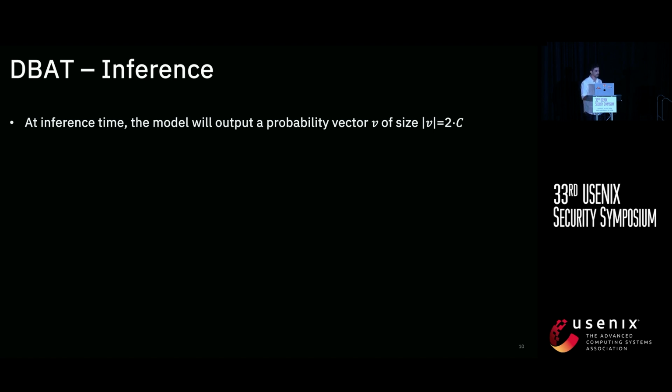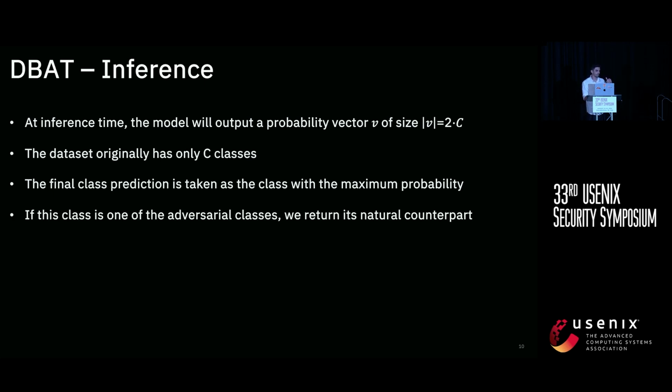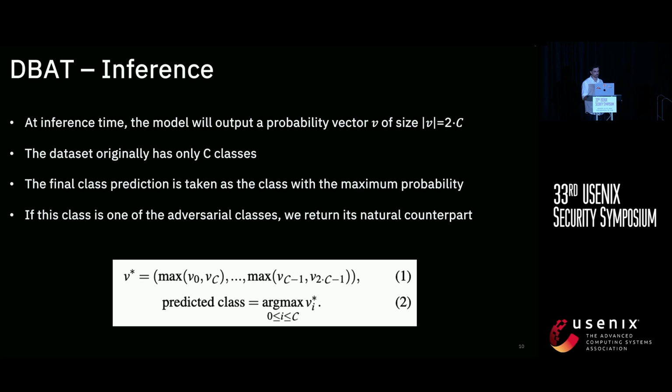Okay, so at inference time, the model will output the probability vector V, which is twice the size of the original probability vector. Remember that the original probability vector was of size C. So the final prediction will be taken as the class with the maximum probability. But what happens if the maximum probability class is an adversarial class? We just return the standard counterpart. For example, if you got an adversarial cat label, we will return a cat. We have other methods that don't take only the maximum. You can check out our paper for another evaluation.